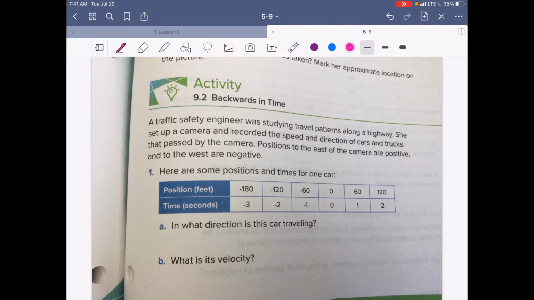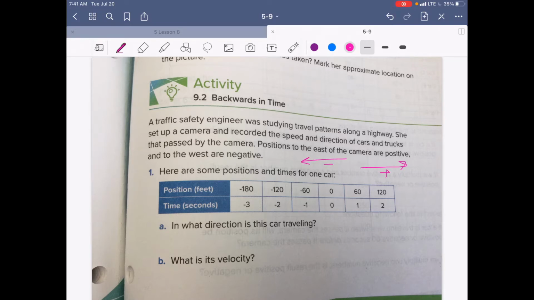Now we're going to go backwards in time. A traffic safety engineer was studying travel patterns along a highway. She set up a camera and recorded the speed and directions of cars and trucks that passed by the camera. Positions to the east of the camera are positive and to the west are negative. So going to the east is positive, going to the west is negative.